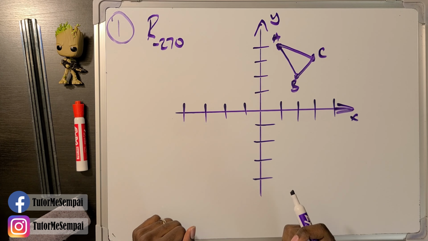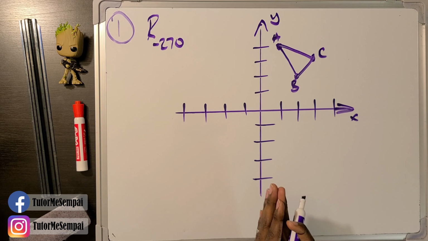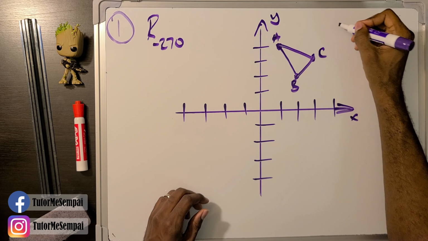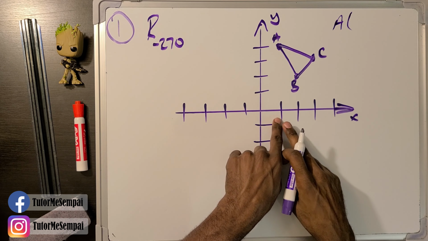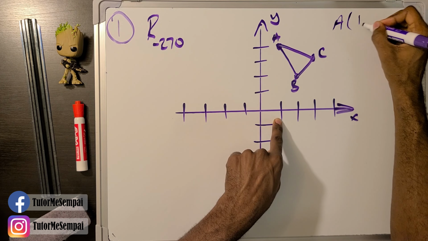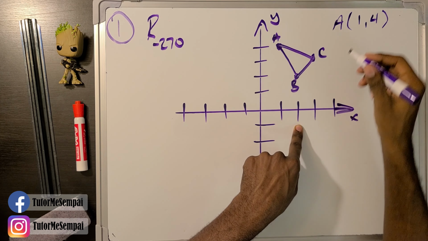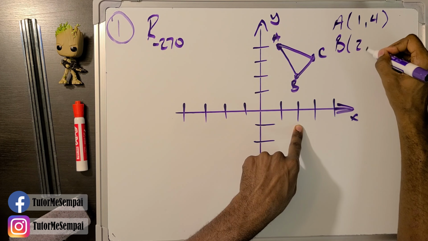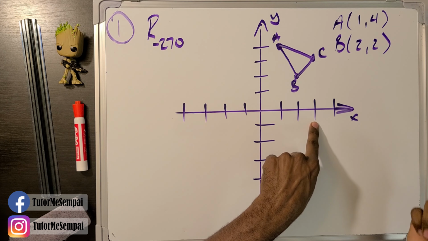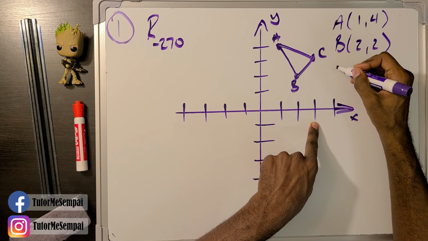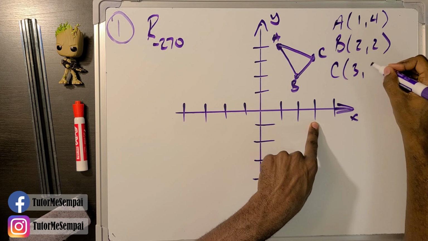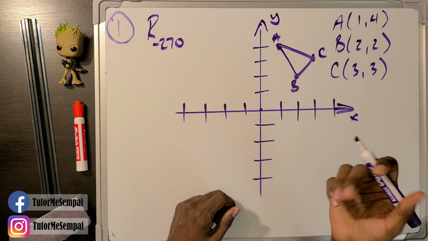So the first thing we need to do is determine what points we have for this figure. So we know A is going to be located at 1, 4. B is going to be located at 2, 2. And C is going to be 3, 3. And we're going to be rotating about the origin here.